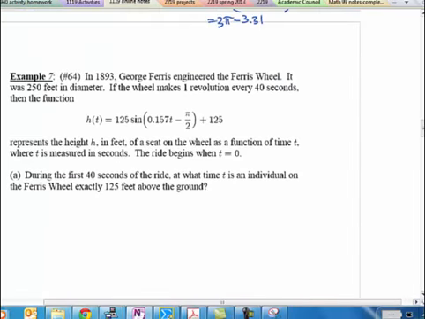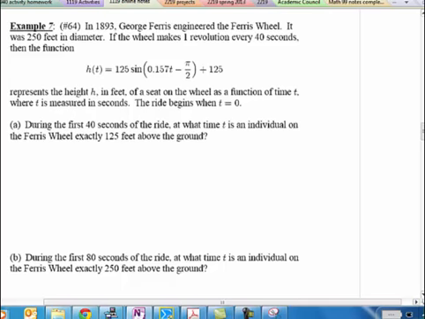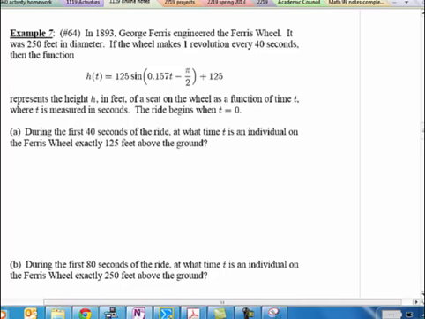Okay, then we've got a word problem here about the Ferris wheel. So we're given that in 1893, George Ferris engineered the Ferris wheel. It was 200 feet in diameter, and what we're told is the wheel makes 1 revolution every 40 seconds. And so this function represents the height of a seat on the wheel as a function of time, where t is measured in seconds. The ride begins when t is 0.